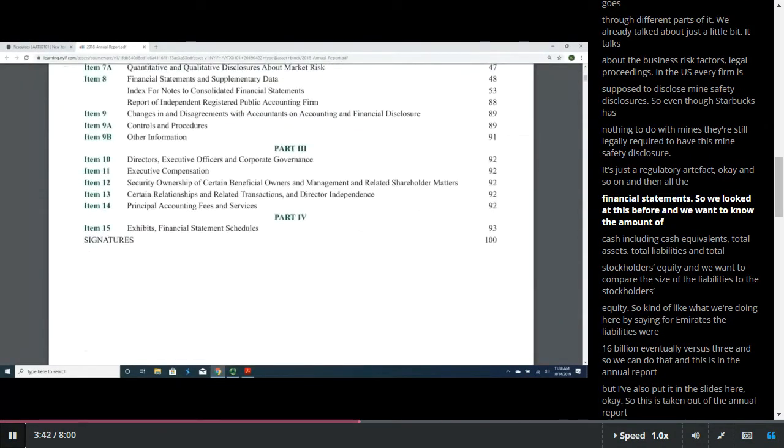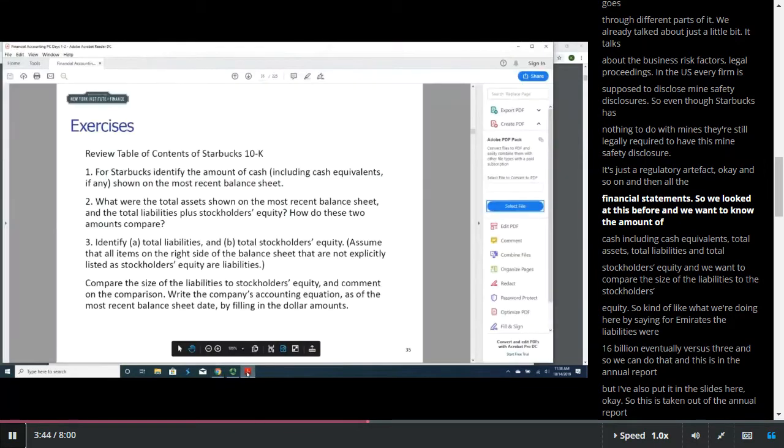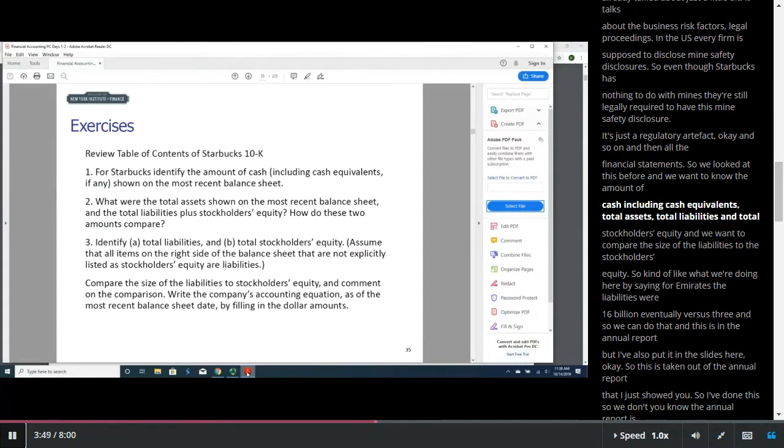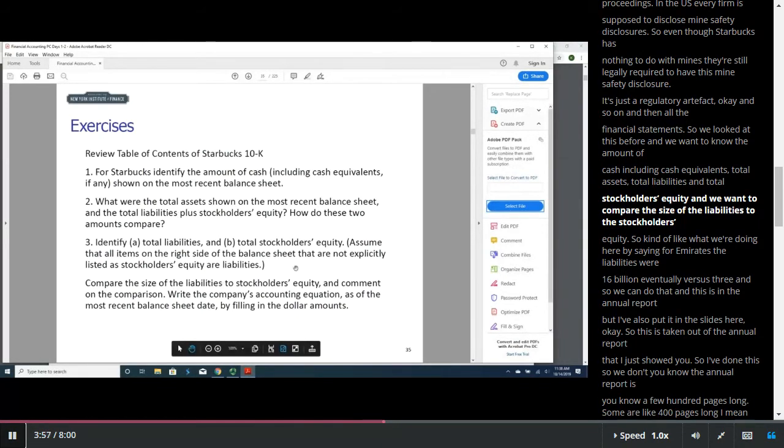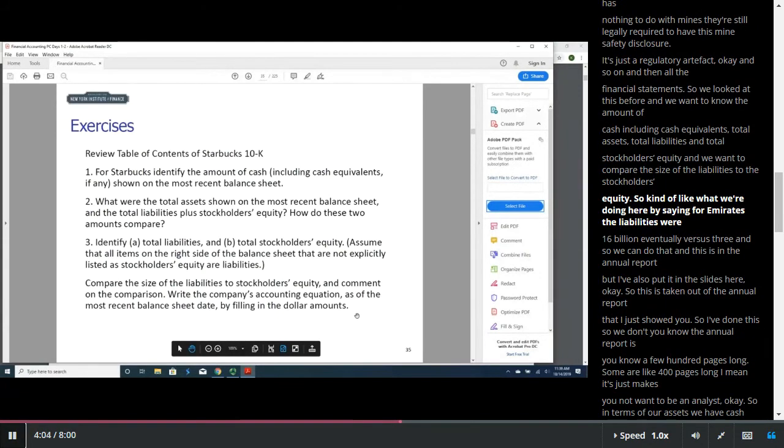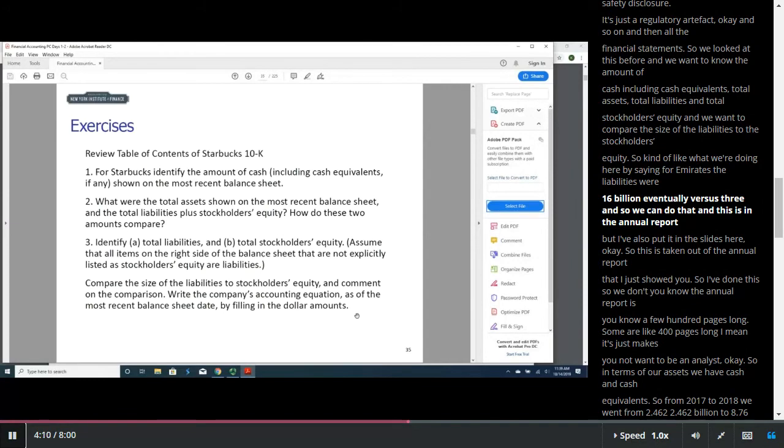We looked at this before, and we want to know the amount of cash, including cash equivalents, total assets, total liabilities, and total stockholders' equity. And we want to compare the size of the liabilities to the stockholders' equity. So kind of like what we're doing here by saying, for Emirates, the liabilities were 16 billion eventually versus 3.